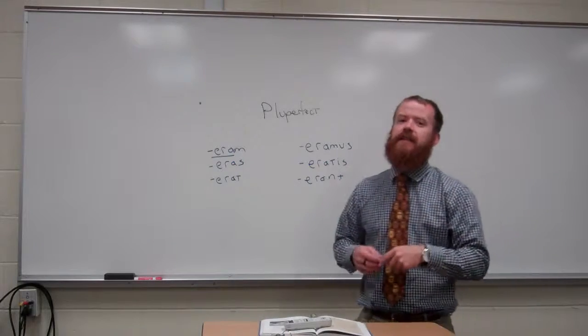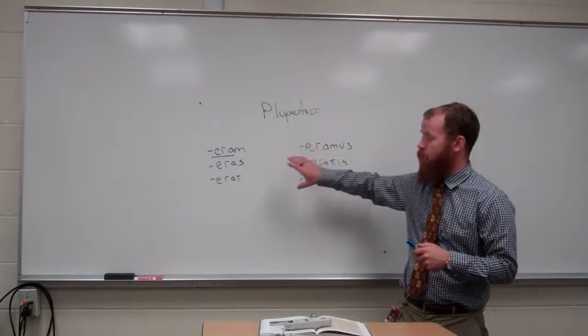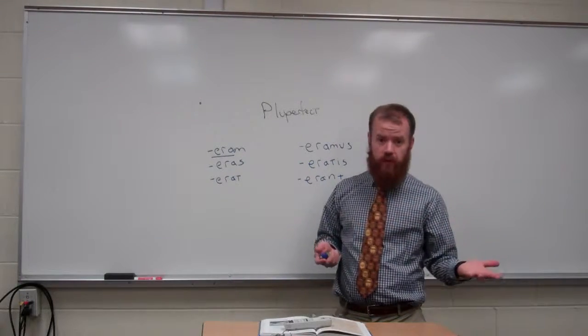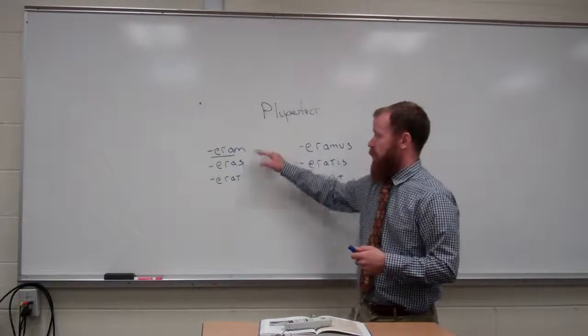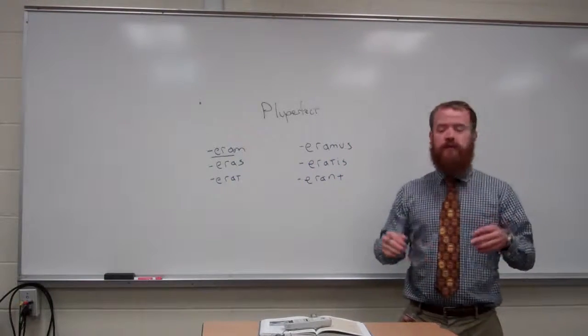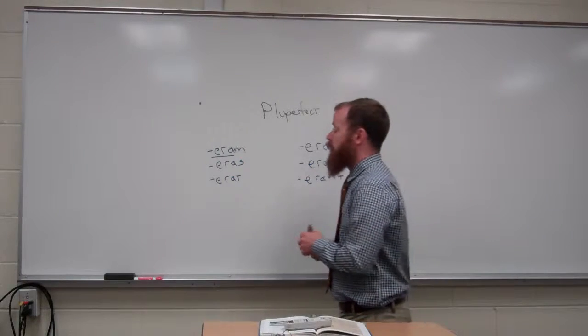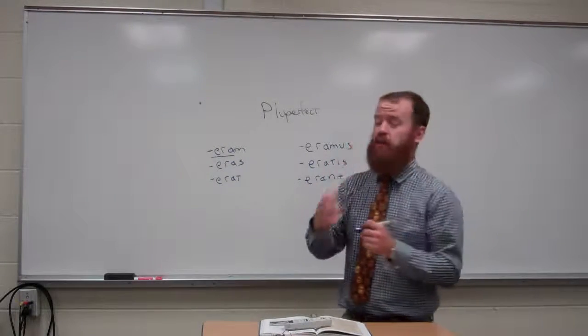Yes, exactly. These are the imperfect forms of the verb to be. So sum, es, est, sumus, estis, sunt, and the imperfect eram, eras, erat, eramus, eratis, erant. So we're just taking the imperfect of sum and adding it on to a stem. We're adding it on to the third principal part.